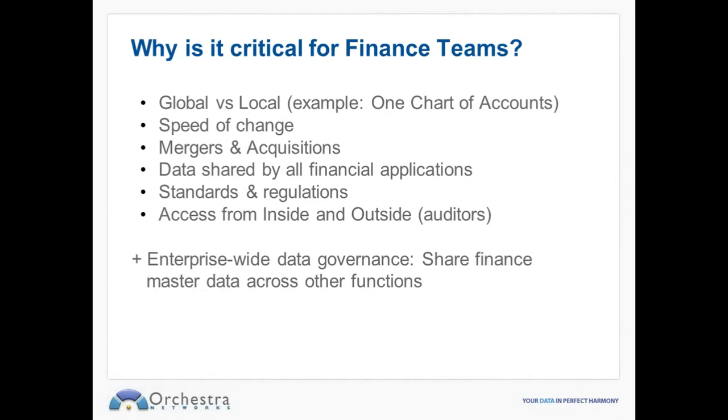The finance team also needs to better comply with new standards and new regulations. And finally, they need to give access to those reference data from inside the company, but also from the outside. So typically, an auditor would like to have access to a unique definition of those financial hierarchies. And then the finance team has to share those reference data across other functions, because probably HR, risk, procurement, and others have to access and sometimes manage those financial hierarchies.